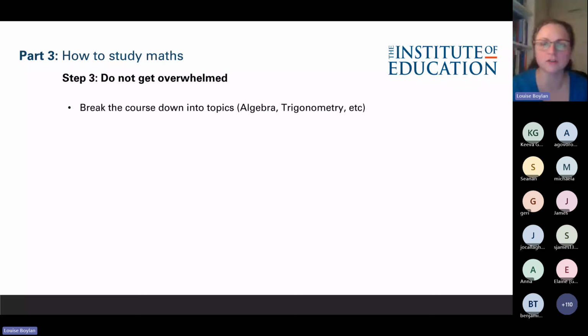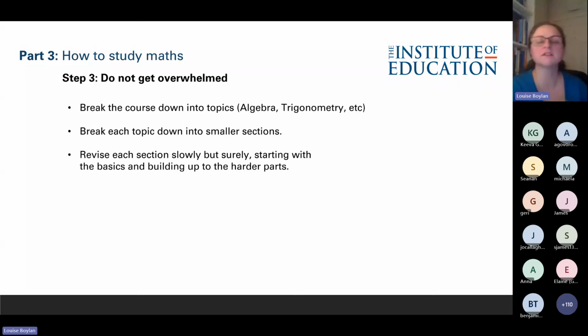Little and often. Don't look at the whole thing and freak out. Don't look at a chapter in a book and the chapter is 70 pages and go, oh my goodness, how am I going to get through that? Just pick little bits, little and often. Break down the topic into smaller sections. Revise each section slowly but surely. Start with the basics and build your way up.